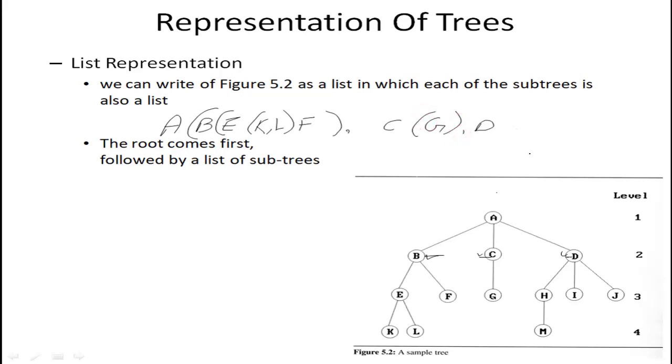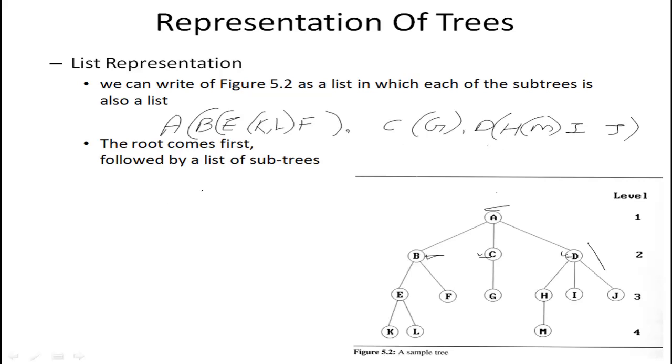Then if you look at D, D is this particular portion. D has three children, so I just write them over here: H, I, and J. I'm just converting this particular tree into a list. So D has three children: H, I, J. H further has one child which is M. So this is the list of the tree.